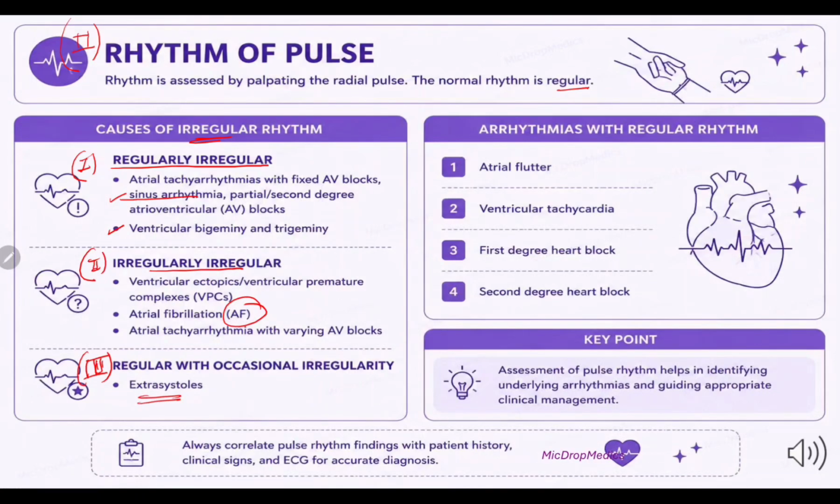Now look at the right side of the slide. This is a common trap for medical students. Can an arrhythmia present with a perfectly regular rhythm? Absolutely. Atrial flutter with a fixed block, ventricular tachycardia, and first or second degree heart blocks can feel completely regular to your fingers. This is why the slide emphasizes our key bedside takeaway. Always correlate your pulse rhythm findings with the patient's history, clinical signs, and most importantly, a 12-lead ECG for an accurate diagnosis.